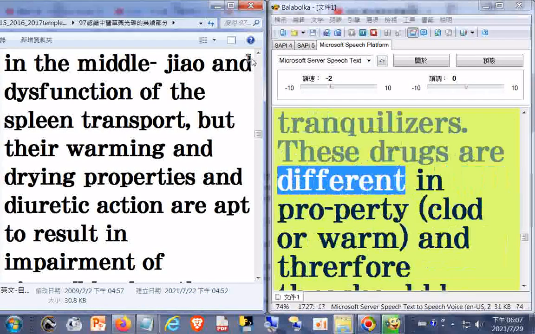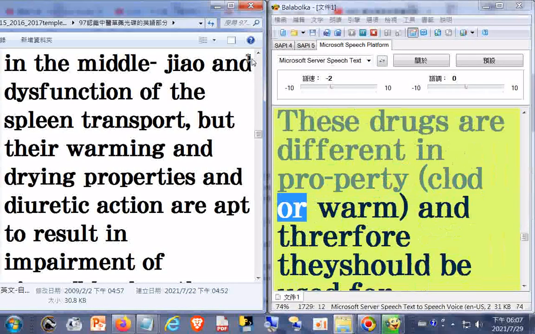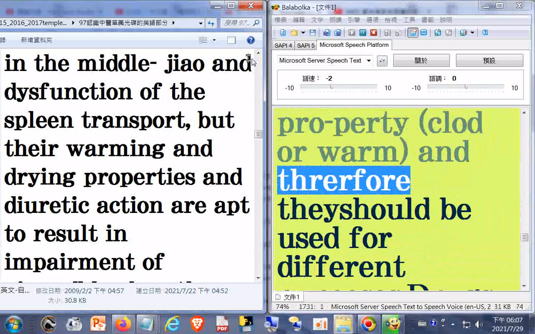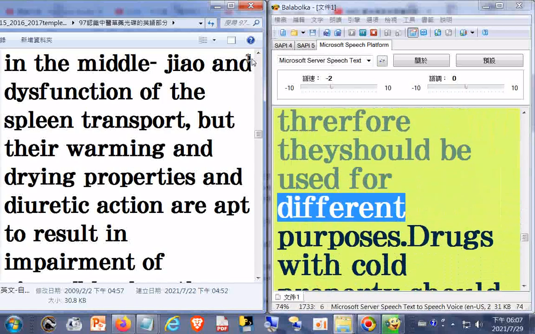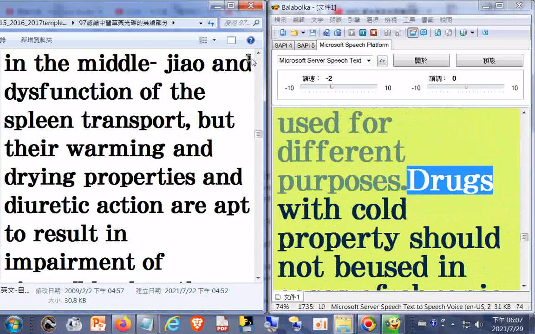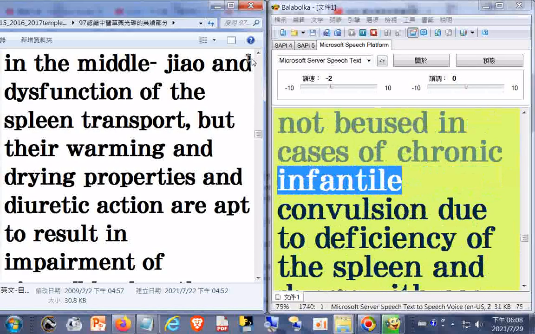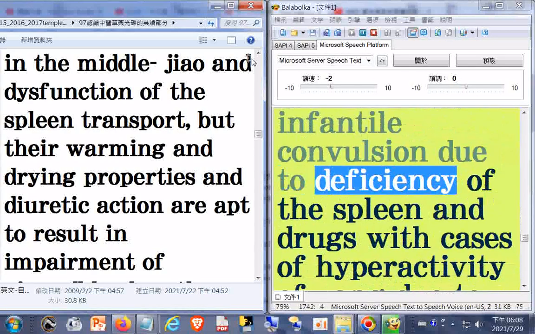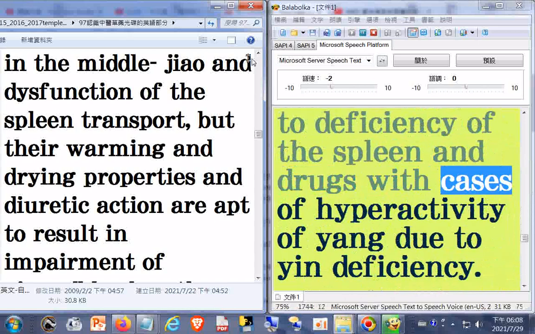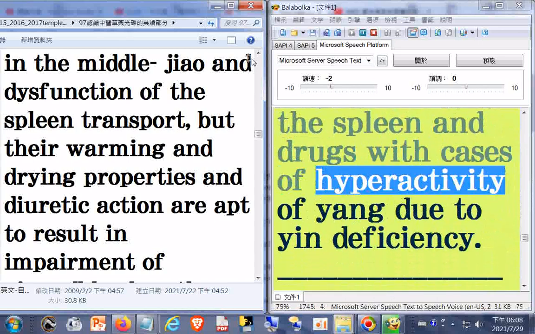These drugs are different in property, cold or warm, and therefore they should be used for different purposes. Drugs with cold property should not be used in cases of chronic infantile convulsion due to deficiency of the spleen, and drugs with warm property should not be used in cases of hyperactivity of yang due to yin deficiency.